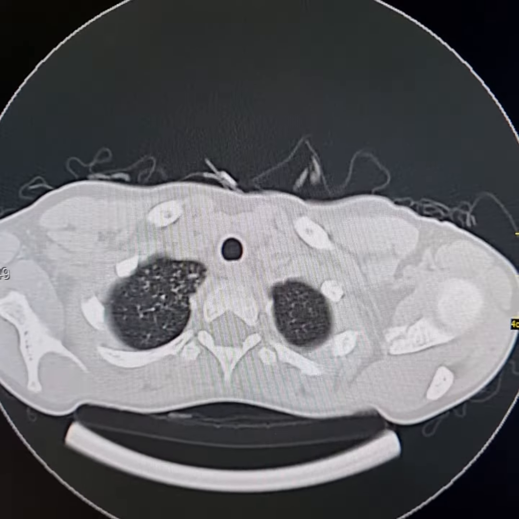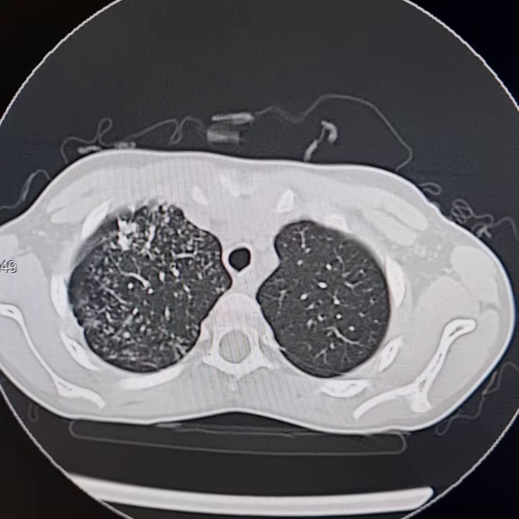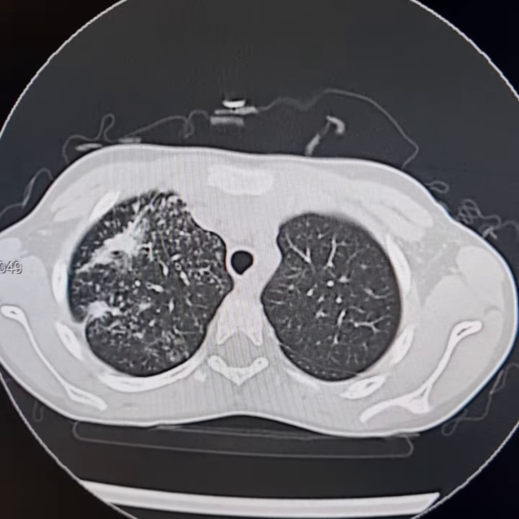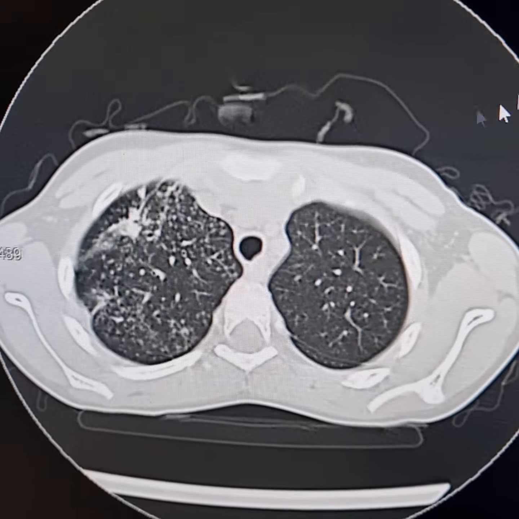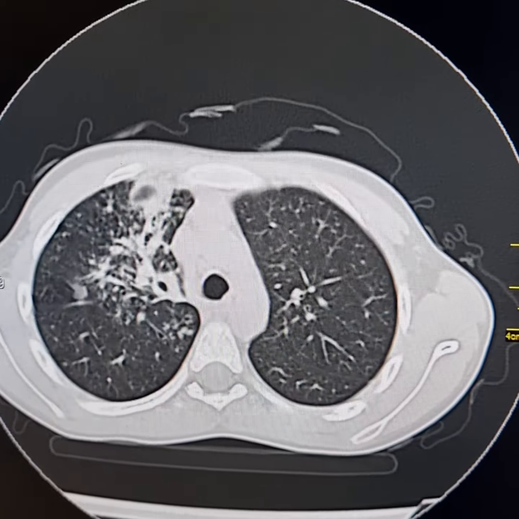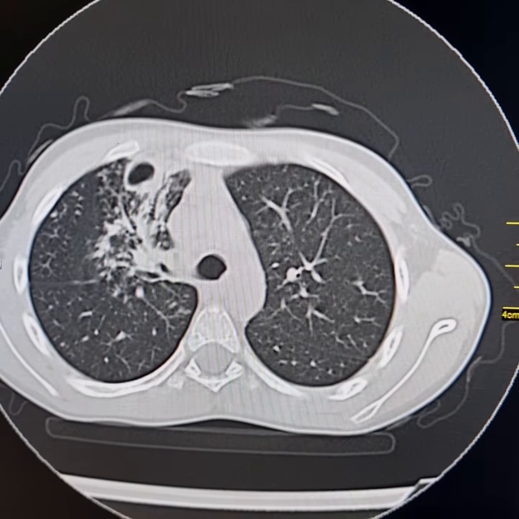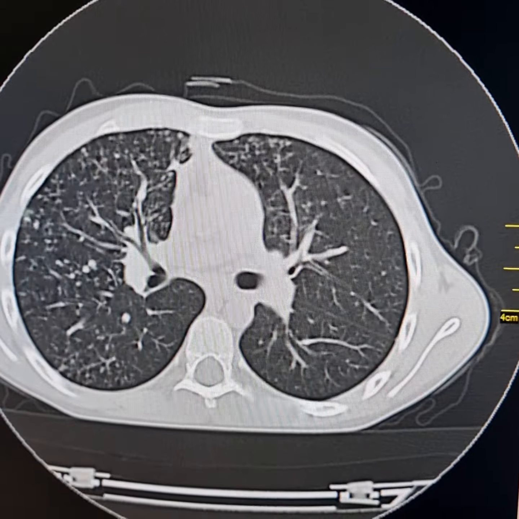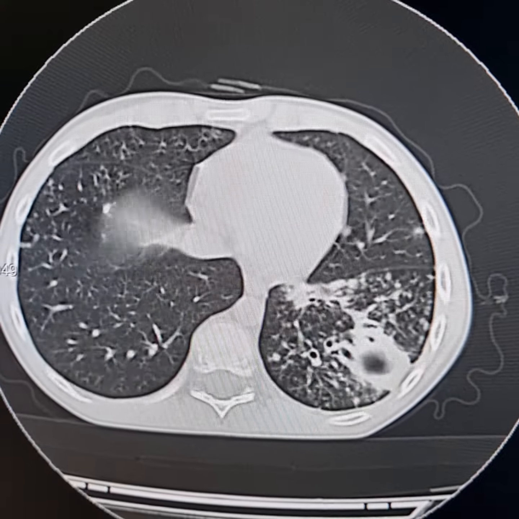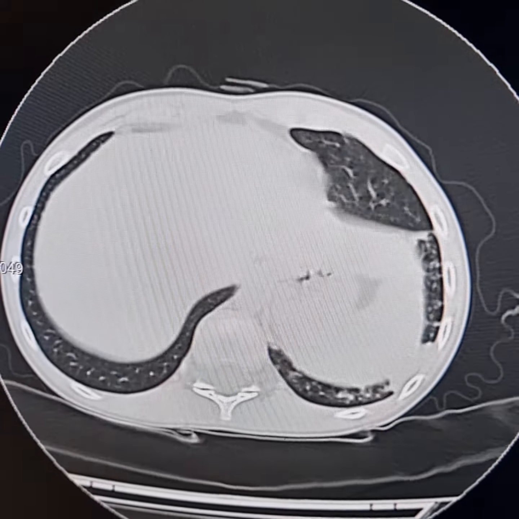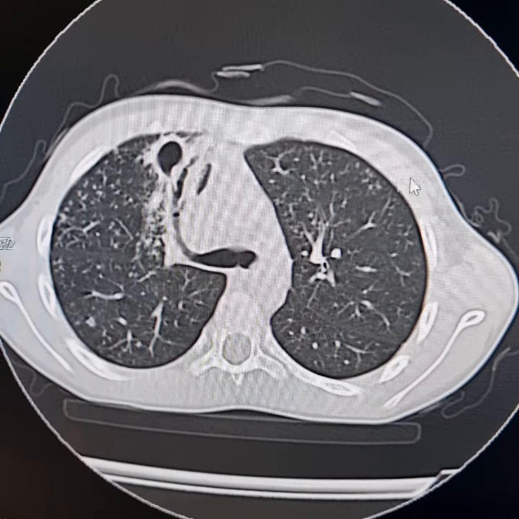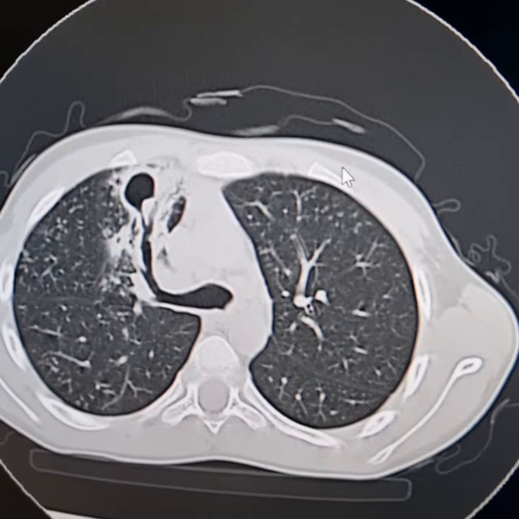This is an HRCT of an 11-year-old boy who presented with low grade fever, cough and hemoptysis. Now please observe typical findings of bilateral tuberculosis. I have made this video just to highlight an important finding.